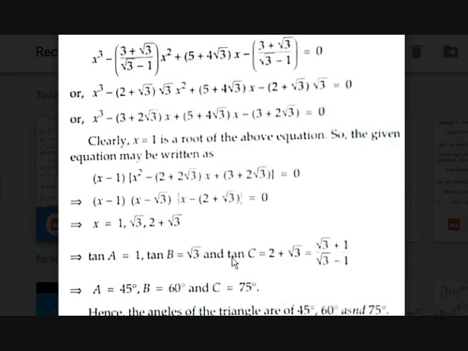Or here tan C is equal to 2 + √3, no need to change that because we know tan A and tan B, right? Means tan A is 1, means A is 45 degrees, and B is 60 degrees, and it is given that ABC is a triangle, right? So you can find the last angle. So the angles of the triangle are 45 degrees, 60 degrees and 75 degrees.